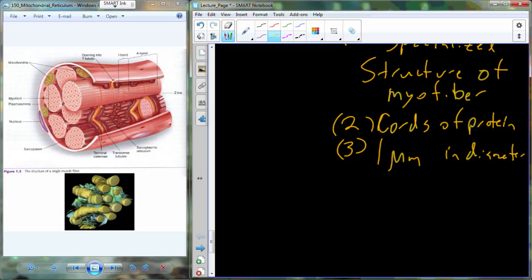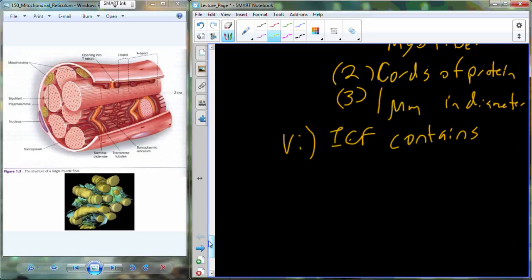Okay, so cords of protein, each of those cords of protein or myofibrils are about 1 micrometer in diameter. Let me get one more point in here, and then I'll give you a cliffhanger. So obviously we have intracellular fluid, or what we would call cytosol. The cytosol of a muscle cell, of a myofiber, is going to contain several macromolecules that are required for muscle function.